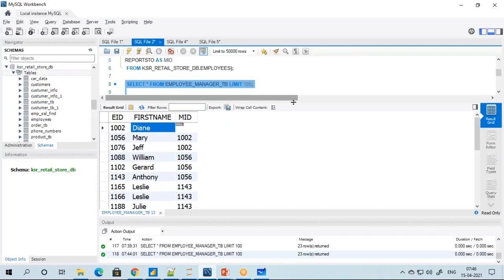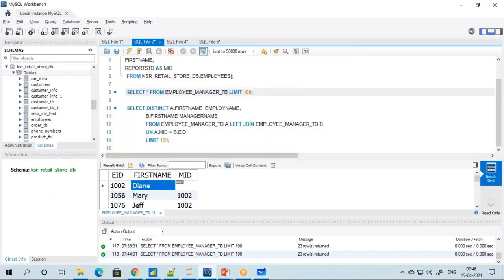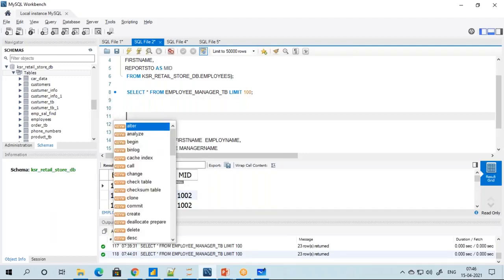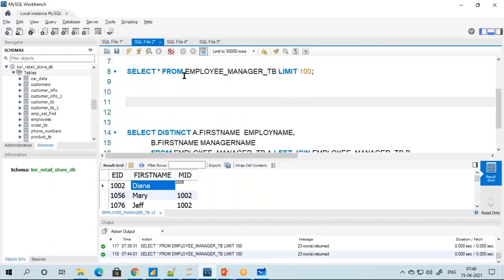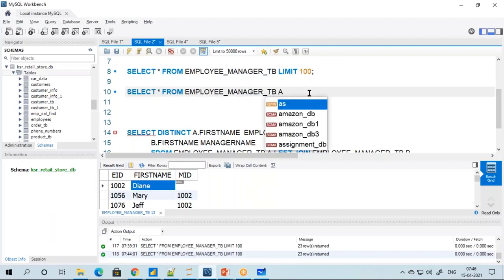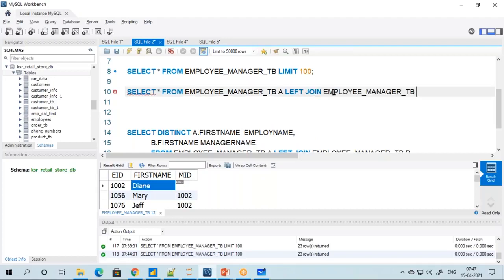How do you achieve this? The first and foremost thing I will do is write select star from the employee table, and I will give it alias a. Left join or maybe right join, whatever you want. I will write this table again, joining the same table with the same table.